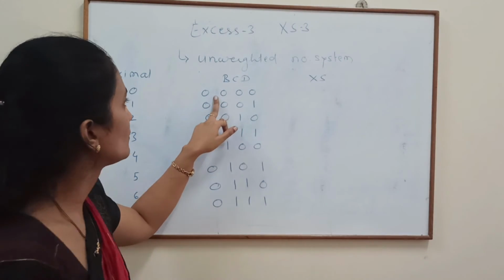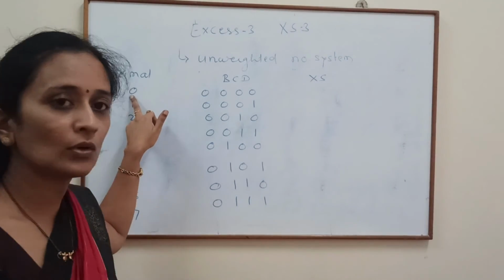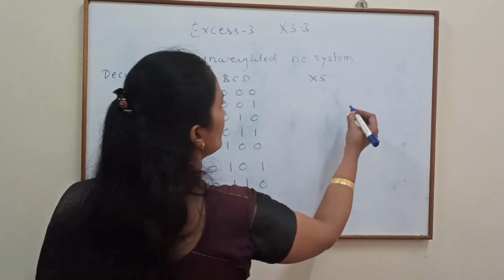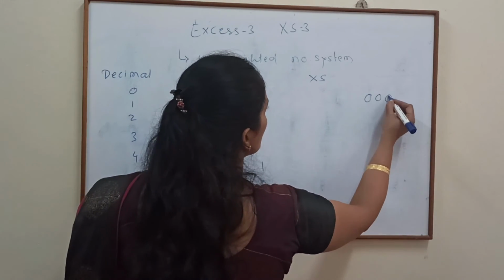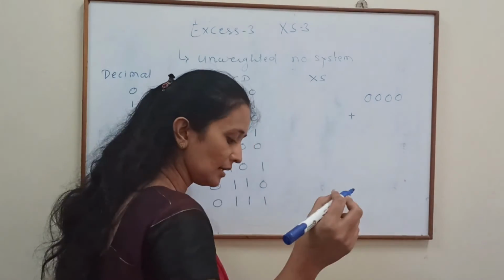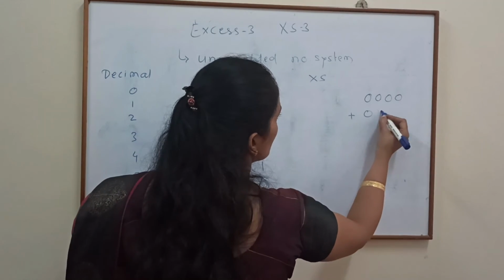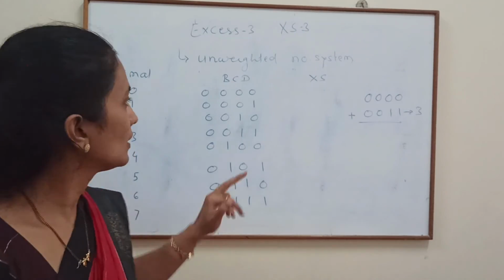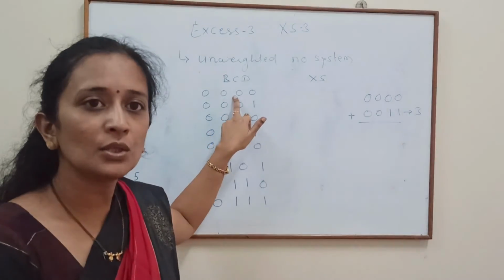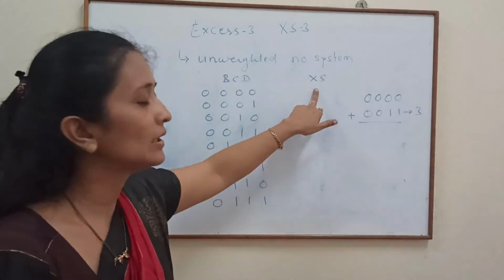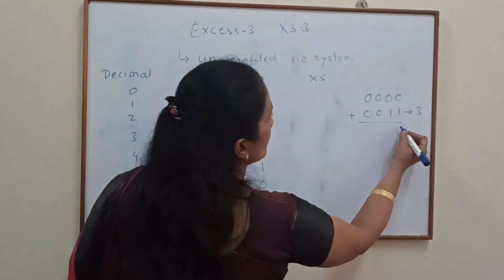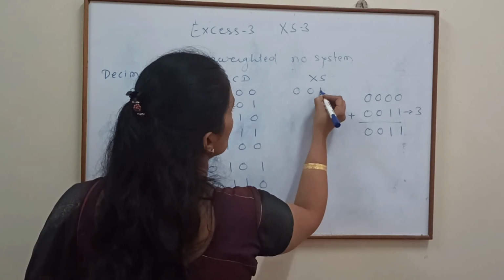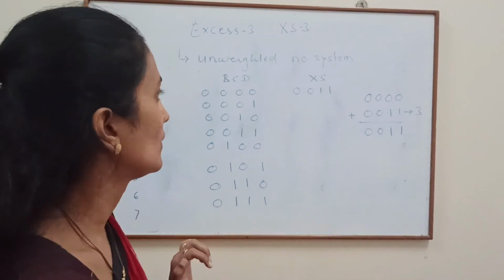I want to get the equivalent for 0 in decimal or BCD in excess 3. Then I will add 0000 plus number 3, which means 0011. This is nothing but 3. If I add number 3 to the BCD equivalent of 0, I will get the excess 3 code. Therefore, the equivalent is 0011.